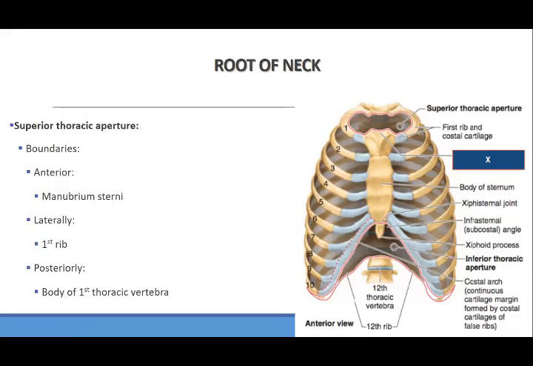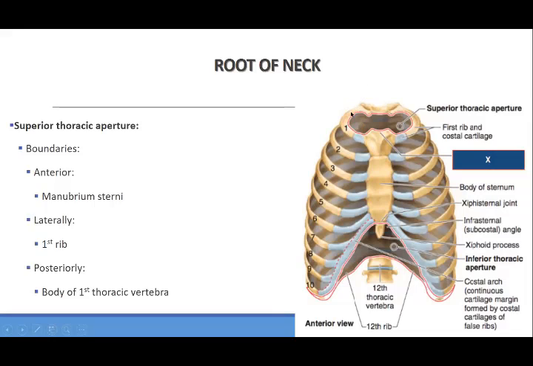Chalo ji, let's start with the new topic, today's topic, and that was the root of the neck. The root of the neck, also called the superior thoracic aperture. Both are one and the same thing. By the root of the neck or the superior thoracic aperture, I mean those structures that enter from the neck and go into the thorax, or the reverse, from the thorax they go into the neck.